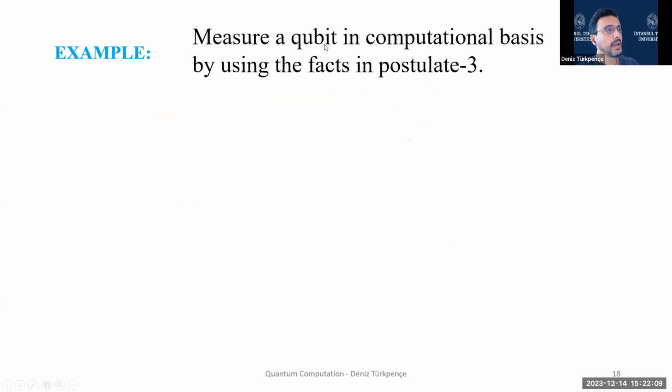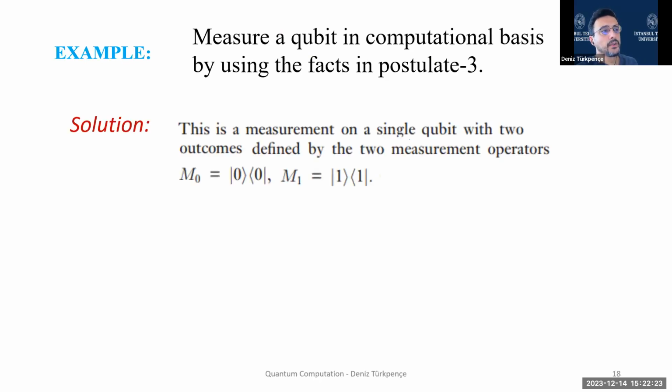Okay, now let's try to see this. Measure a qubit in computational basis by using the facts in postulate 3. Again, we are just measuring a qubit. It's just a 2-level quantum system. So this is a measurement on a single qubit with 2 outcomes defined by the 2 measurement operators. Here, my 2 measurement operators, M0 and M1, are described by this outer product form, 0 outer product 0 and 1 outer product 1.